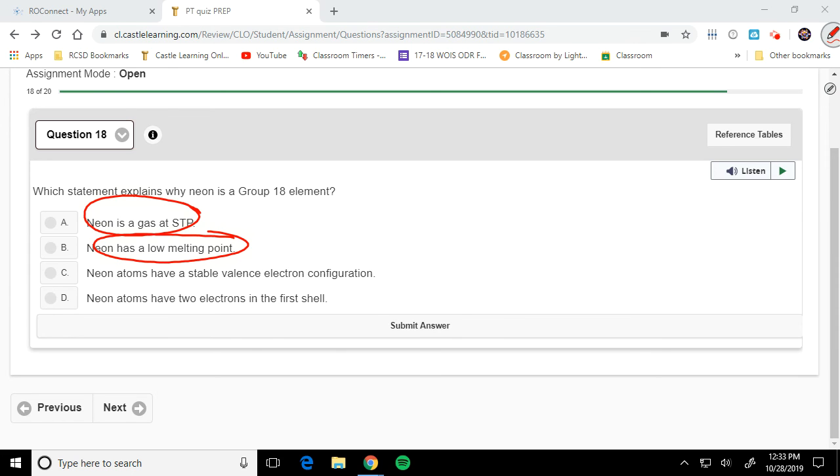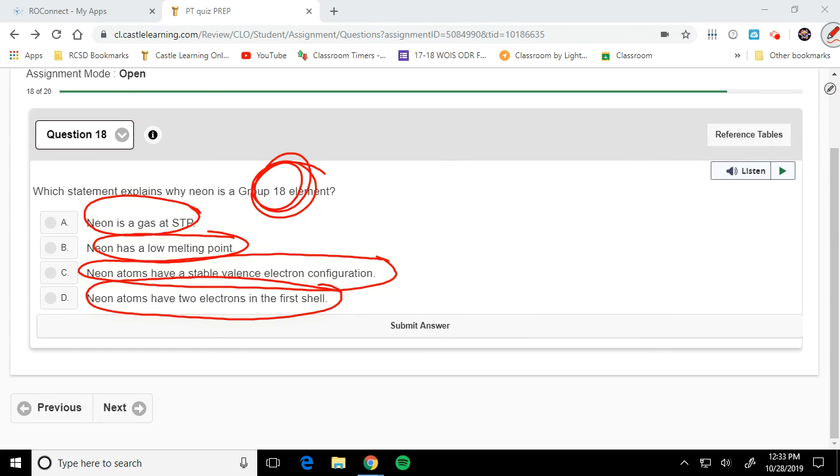Neon atoms have a stable valence electron configuration. It has 8 valence electrons. This is true. And neon atoms have 2 electrons in its first shell. These things are all true statements. But here's the key thing: why is it in group 18?